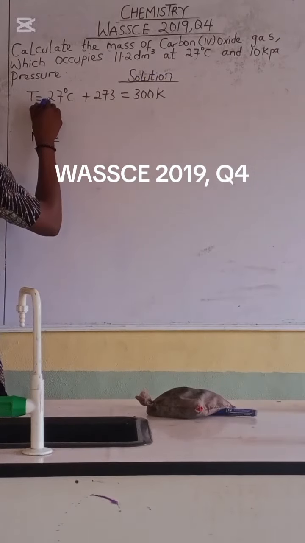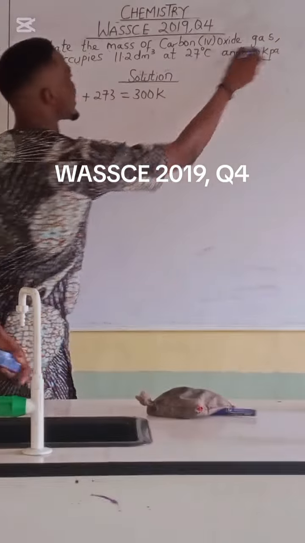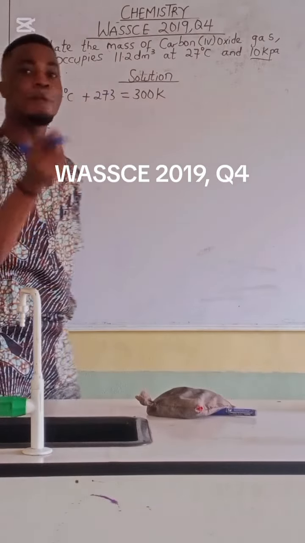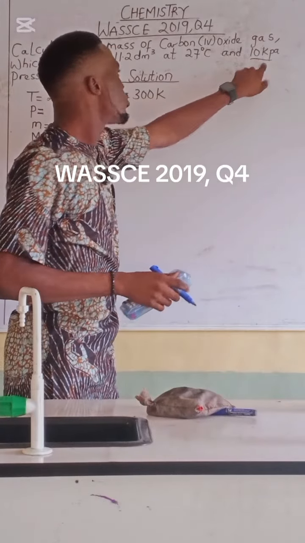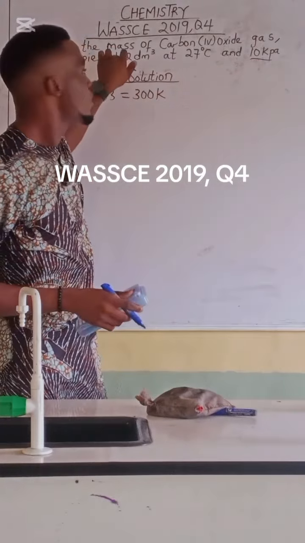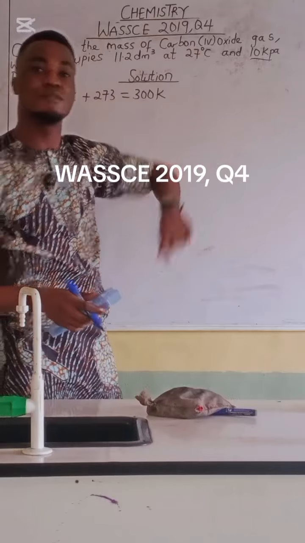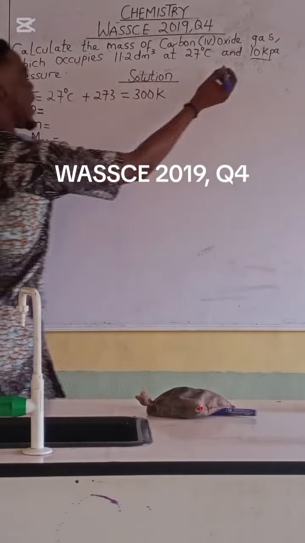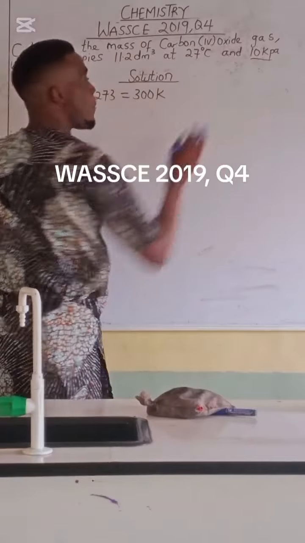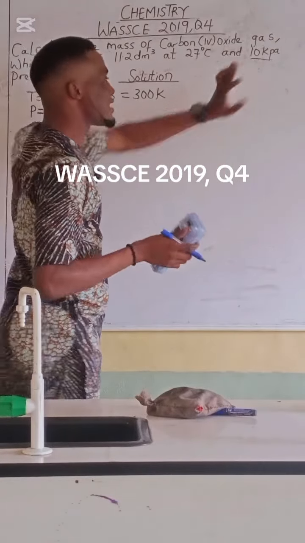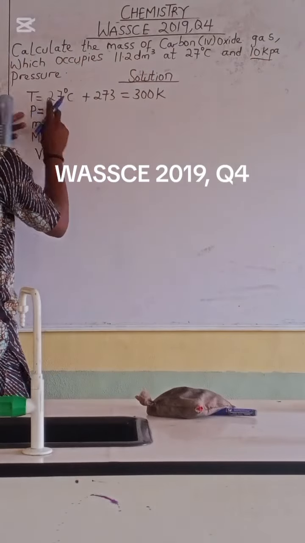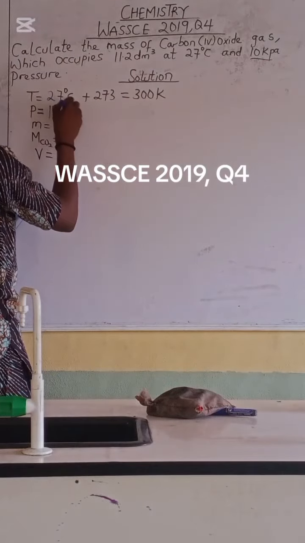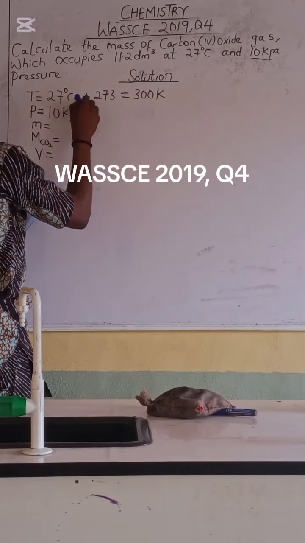Please take note. Now, while our pressure is given to us as 10 kilopascal, the only time we are required to convert away from kilopascal to pascal is when our volume is not given in dm cube, it is given in meter cube. So since we have this in dm cube and this is in kilopascal, we are fine. We don't need to convert away from kilopascal and dm cube. So our pressure happens to be 10 kilopascal.